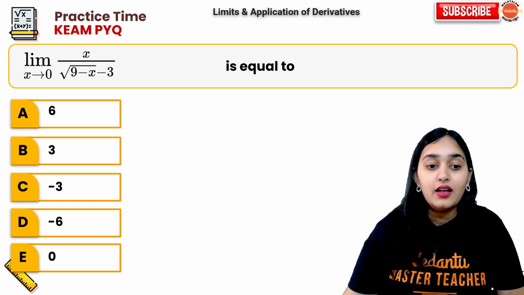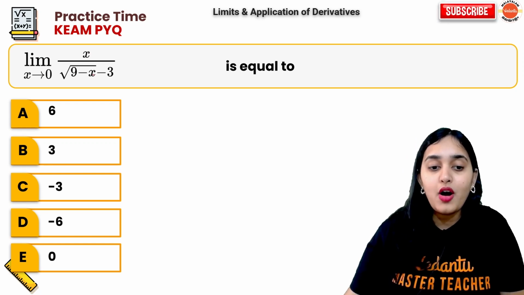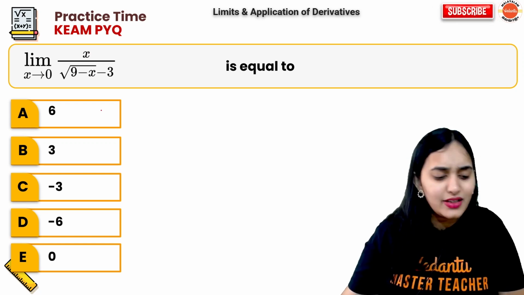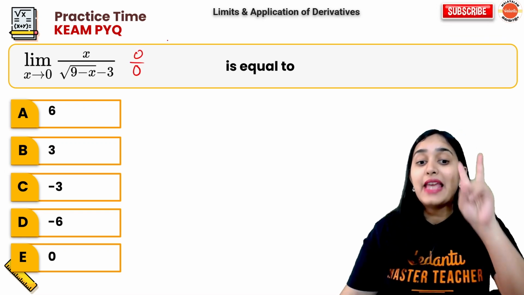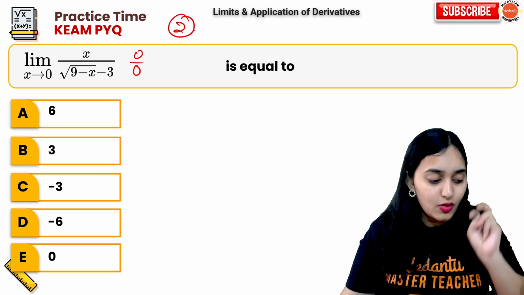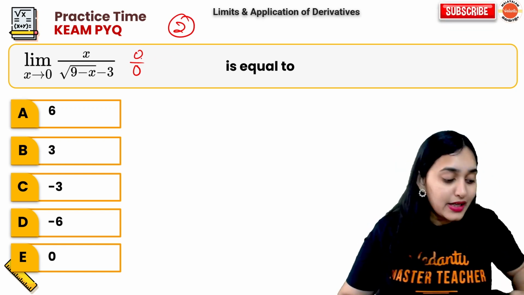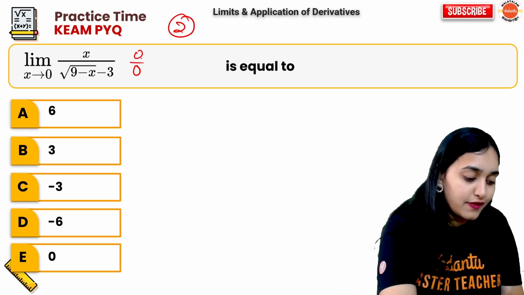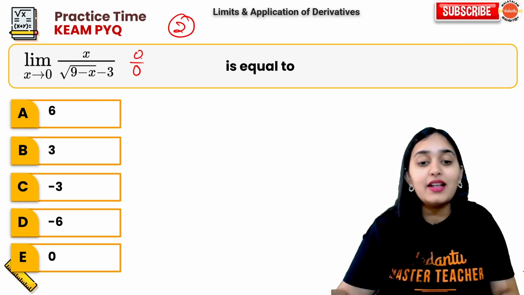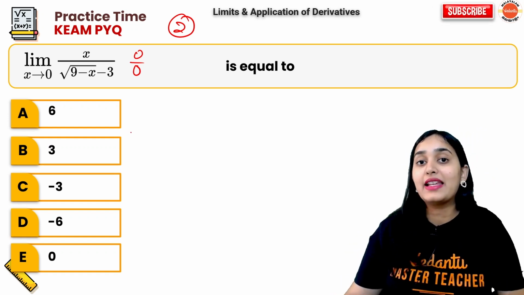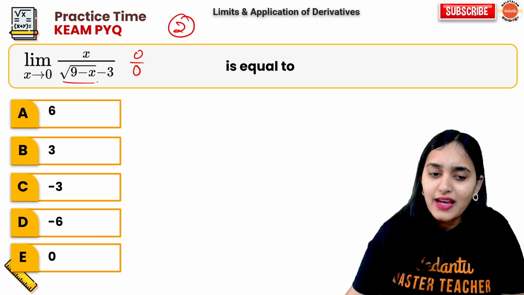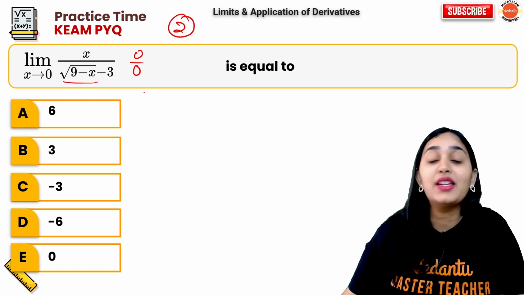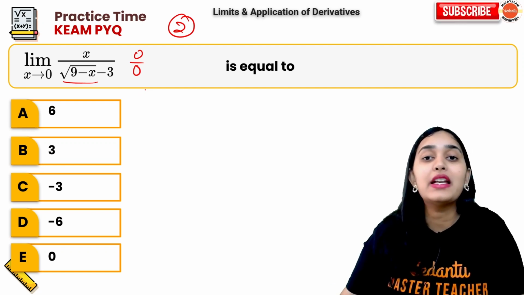Next, limit x tends to 0, x upon root over 9 minus x, minus 3. Now this is again 0 by 0 form. Now, the second method for removing 0 by 0 form: you can simplify your function and see whether the 0 by 0 form is getting reduced. So how can I simplify this? Whenever I see a root in the denominator, I use the formula a minus b into a plus b.